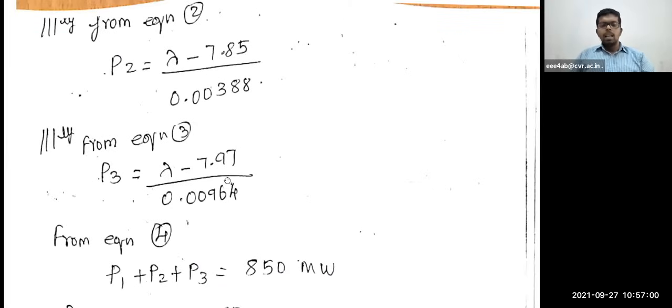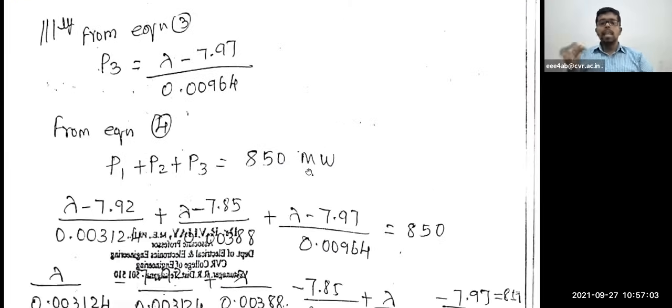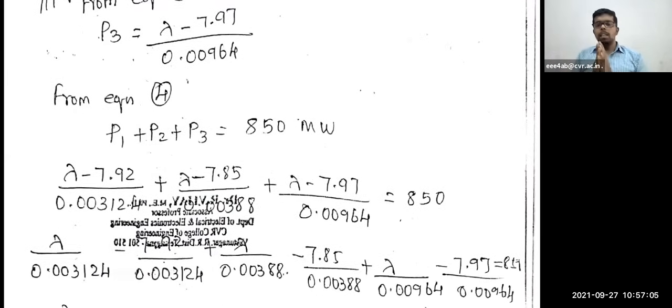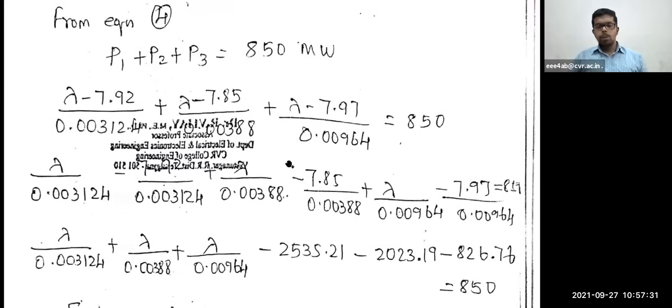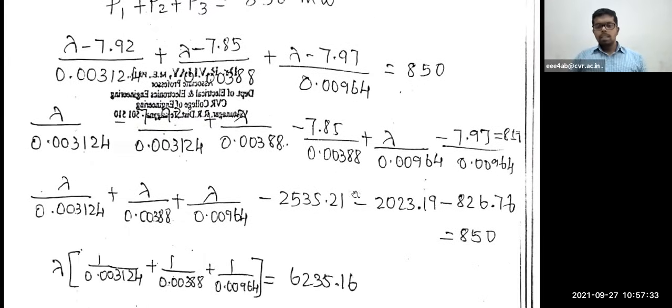We solved the same problem using this method, but for this problem, if it is asked in an exam, don't solve with this method. Why? Because it is time consuming. Only with the two steps you'll get the answer by using the lambda iteration method. What is the formula for PGi? PGi is equal to lambda minus bi divided by 2ai. If you substitute, then you can find out lambda. I think already you found out lambda by using the same method.